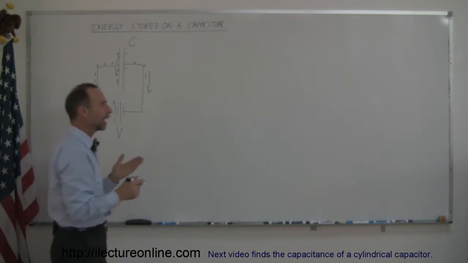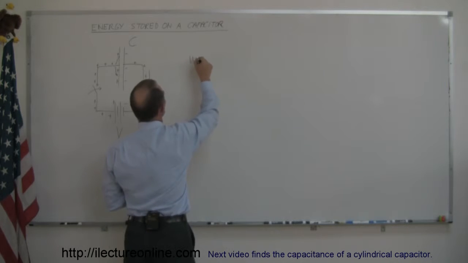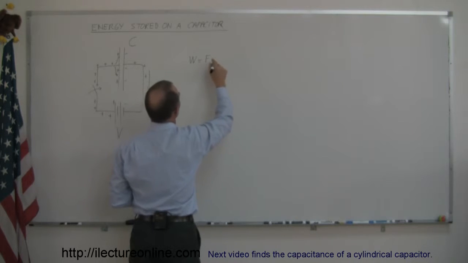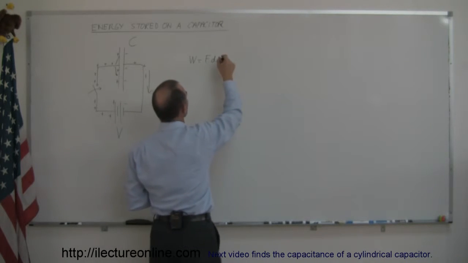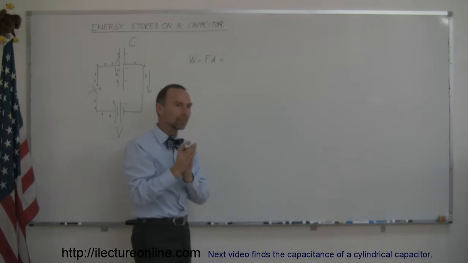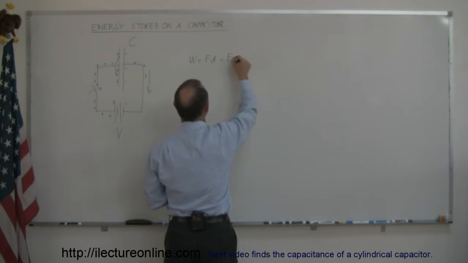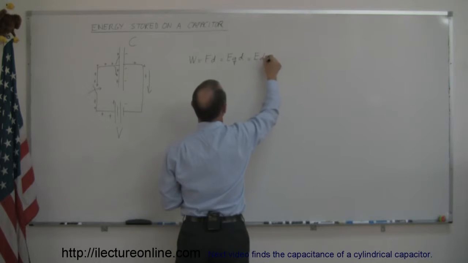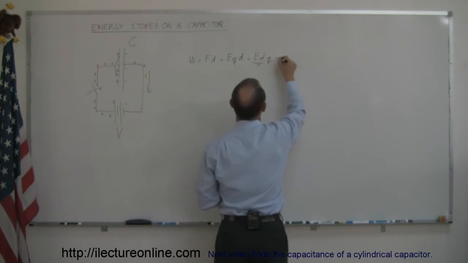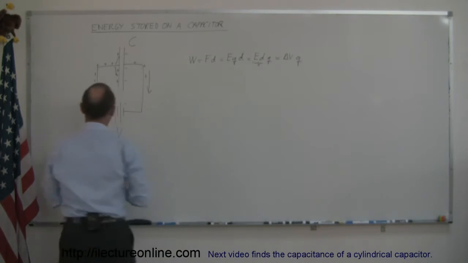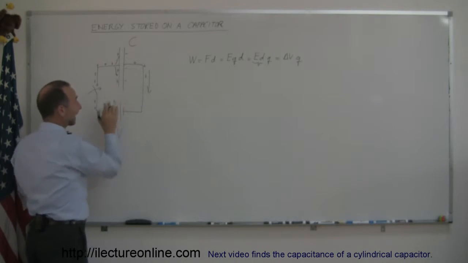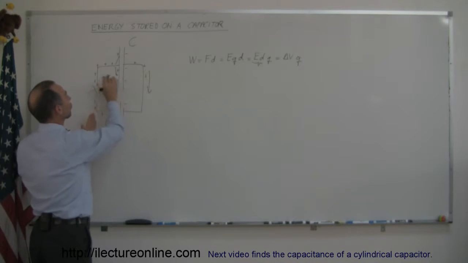So if you remember when we did that before, the work done to move charges across a gap was equal to the force that they experienced times the distance that they traveled. The force in an electric field is equal to E times Q, so that would be E times Q times D, and E times D is the potential difference, so we can write this as E times D times Q, and this here is the same as the potential difference between the plates times Q. So the work done to put each charge on the capacitor plate equals the potential difference at that moment in time times the charge that you just placed there.